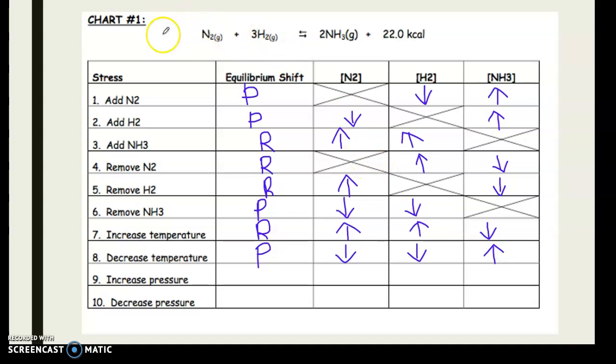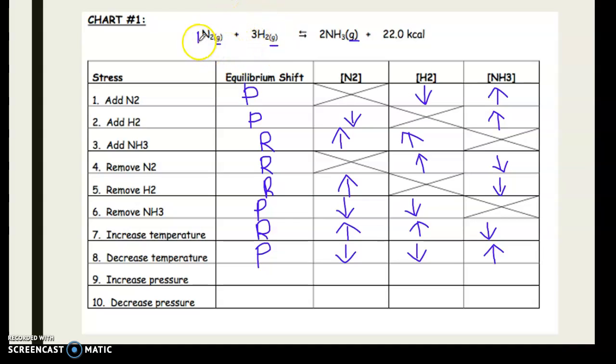All right. So now we're dealing with pressure for 9 and 10. Well, we have to pay attention to gases. Do we have gases? And it looks like we do. So we're now going to add up the molecules. Now, remember, just because there's nothing here does not mean that it does not have a coefficient. Its coefficient is 1.